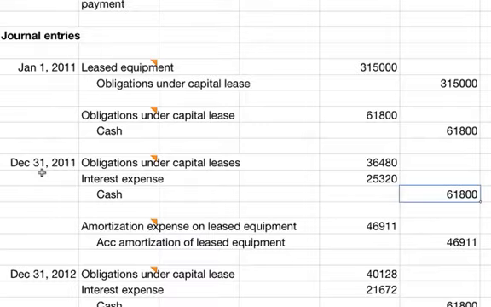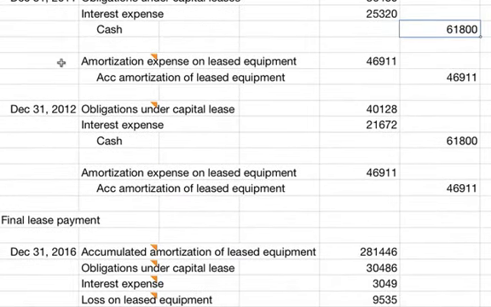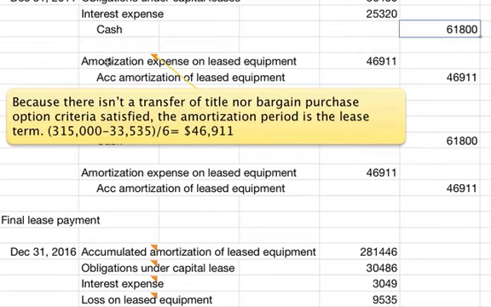Now also on December 31st, we have to record amortization. So we debit amortization expense on leased equipment, and we credit accumulated amortization of leased equipment. Because there isn't a transfer of title and the bargain purchase option criteria isn't satisfied, the amortization period is the lease term. You take $315,000 minus the guaranteed residual value, $33,535, and divide that by 6. That gives you an annual amortization amount of $46,911.